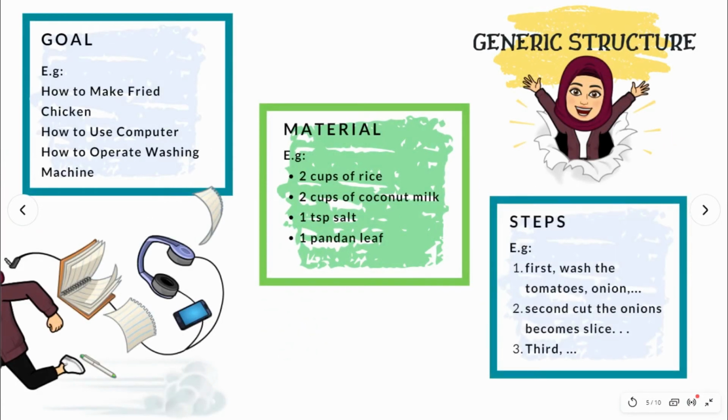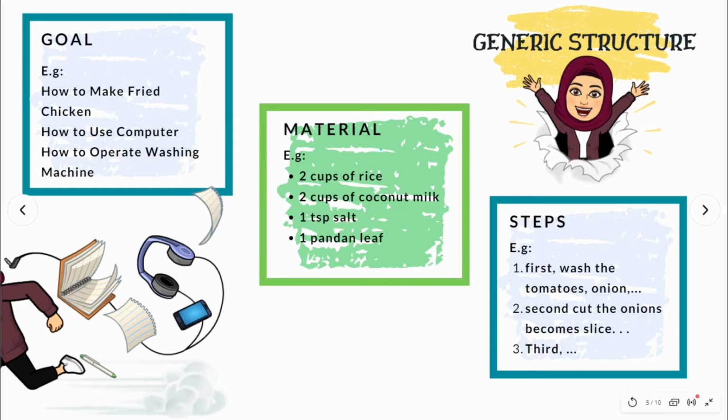Next is the generic structure of procedure text. There are three generic structures in procedure text. First is goal. So what is goal? This part contains the purpose of making or operating something. For example, how to make fried chicken, how to use a computer, how to operate a washing machine. And the second is material.